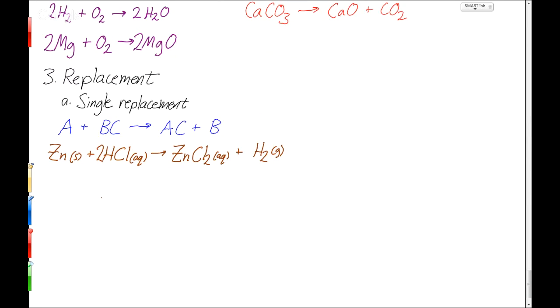Second part of replacement reactions is the double replacements. Okay. In this one, you take usually two ionic compounds and they switch partners. The cation from one goes with the anion from the other. And the others. So if you have AB plus CD, you're going to end up with AD and CB.